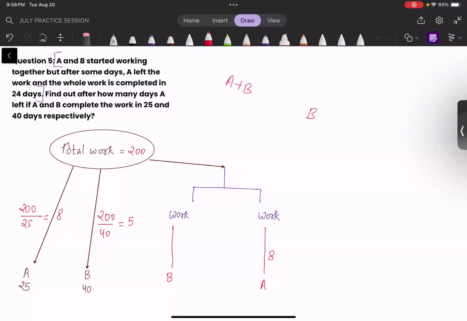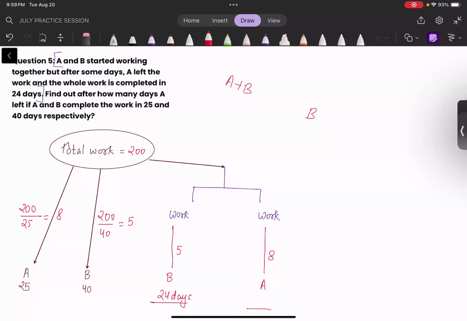I will see that. So B work rate is 5, A work rate is 8. I will see individually how much work they have done. You have to tell how much time B has worked. Do you know that? 24. Because 24 days they have worked and B was present throughout. B did not leave. So B worked for 24 days.